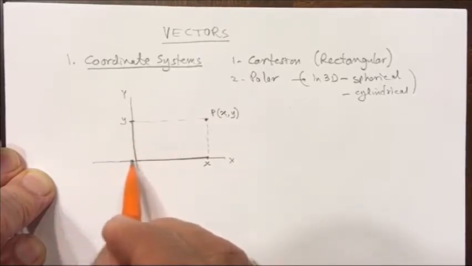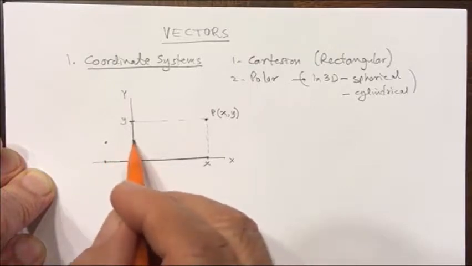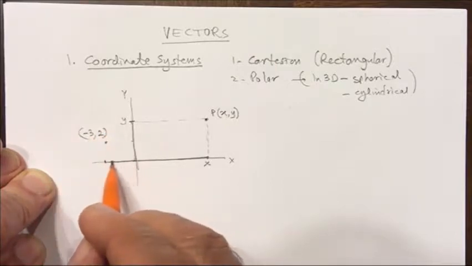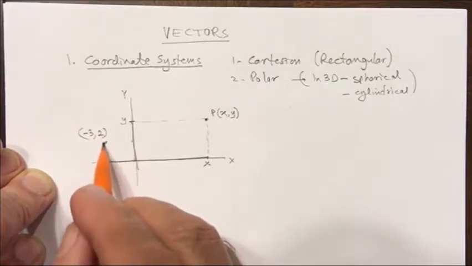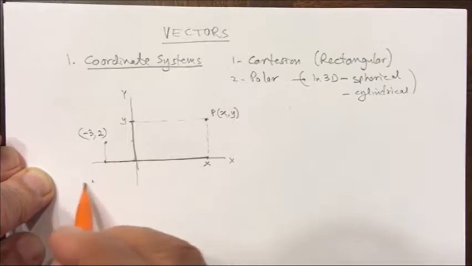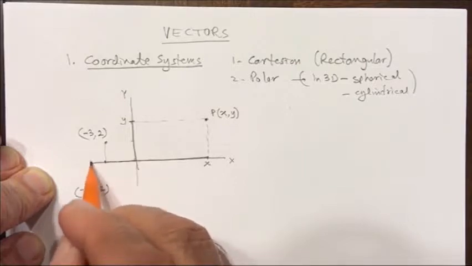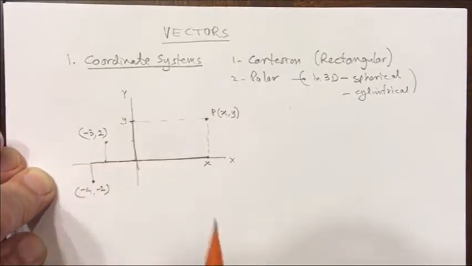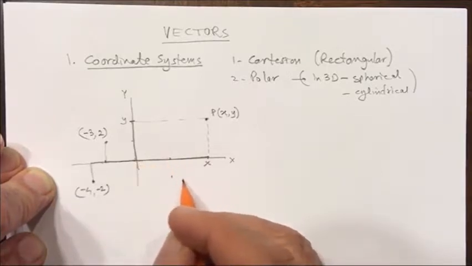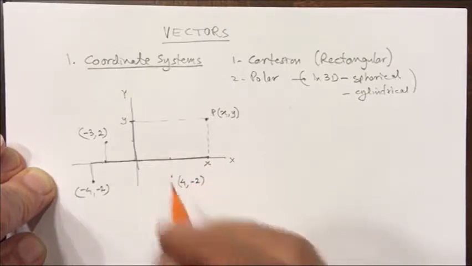If it's in the second quadrant, a point here, the x would become negative and the y would stay positive. So this point may be, for example, -3, 2. So it's 3 on the left side and 2 in the y direction. And a point here, well, could be -4, -2, so -4 to the left and -2 downwards. Okay, and this one would be a positive x and a negative y. So let's say 4, -2, something like that.